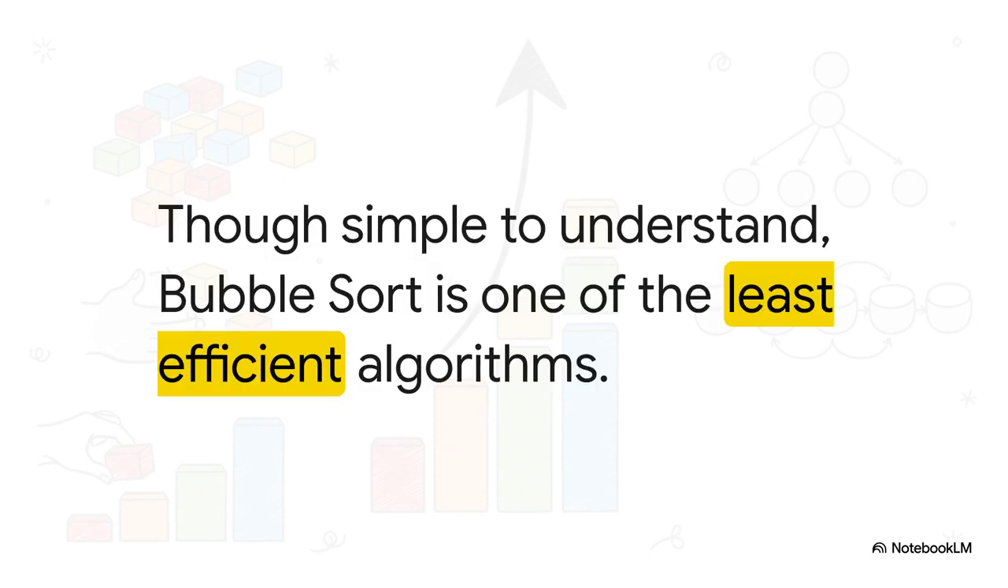So here's the catch. While it's super easy to get the hang of, bubble sort is, well, kind of slow. For a handful of items, it's totally fine. But for thousands or millions? Oh man, the number of comparisons it has to make just explodes. It's a great way to learn the basics, but you would not want this sorting your company's entire database.